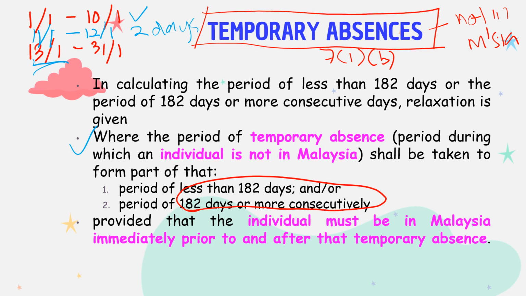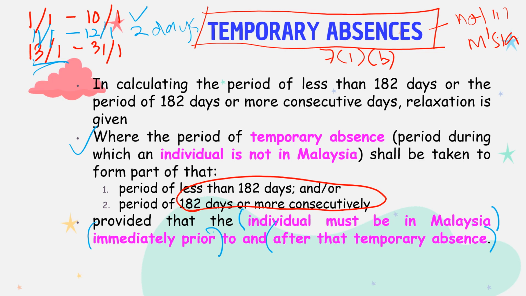Okay, alright, guys, look here. Provided that the individual must be in Malaysia immediately prior. Prior means before. And after temporary absent. Alright, now it is quite confusing, isn't it, guys?